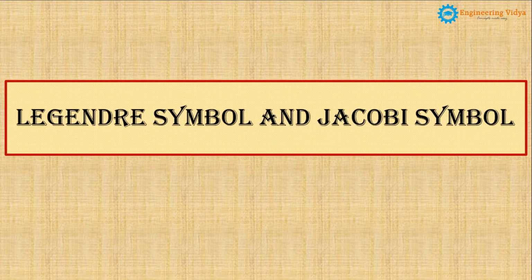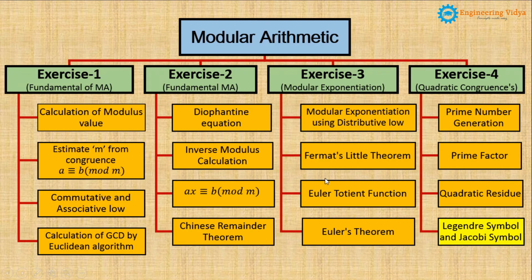In this lecture, we're going to start with a new topic, that is Legendre symbol and Jacobi symbol. So before starting with the topic, let's see where we are exactly now. Since we already know that the modular arithmetic chapter is categorized into four exercises. This is exercise number 1 and this is 2, 3 and 4, right? And we have already completed exercise 1, 2 and 3 and we have started with exercise number 4.